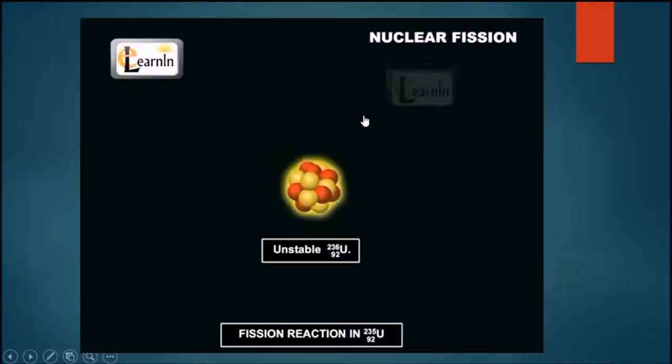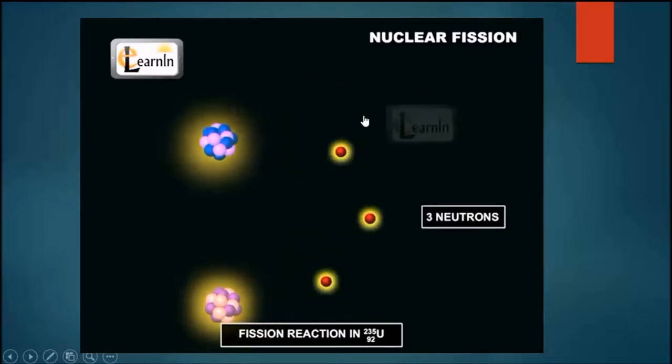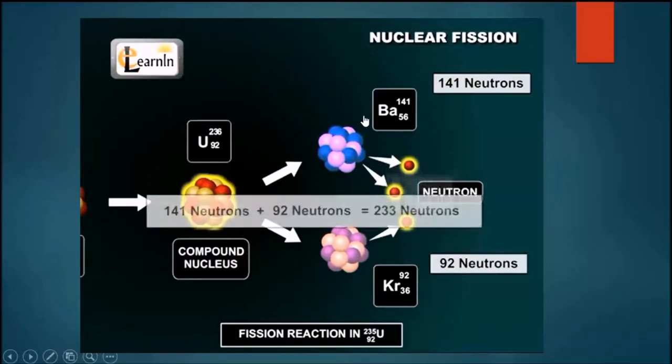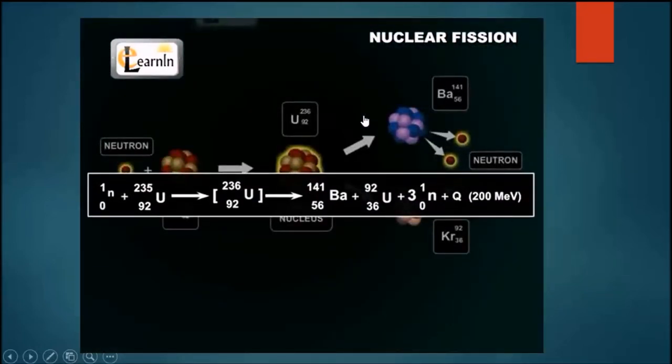The unstable uranium-236 nucleus also releases three neutrons in the process. This happens because barium-141 has 141 neutrons, and krypton-92 has 92 neutrons, adding up to a total of 233 neutrons. To balance the equation, uranium-236 must emit three more neutrons. The chemical equation of the nuclear fission reaction taking place can be represented by this equation.